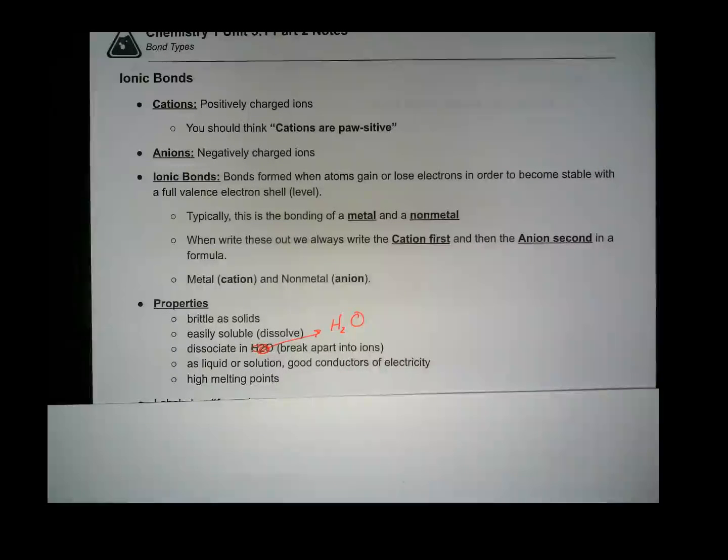As a liquid or solution, it's a good conductor of electricity, which would make sense because it's a metal with a nonmetal. Okay, so that metal material in there is going to act as a pretty good conductor. And of course, because a good chunk of it's going to be metal, it'll have a high melting point. Okay, so the threshold to turn it from a solid to a liquid is a pretty high temperature. Okay.